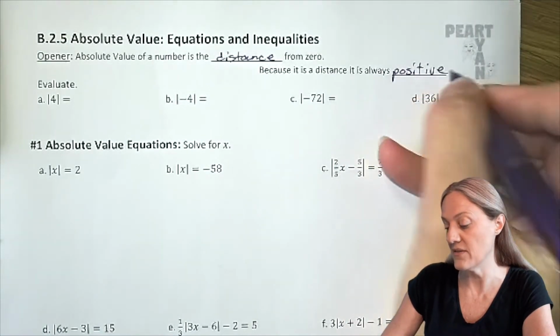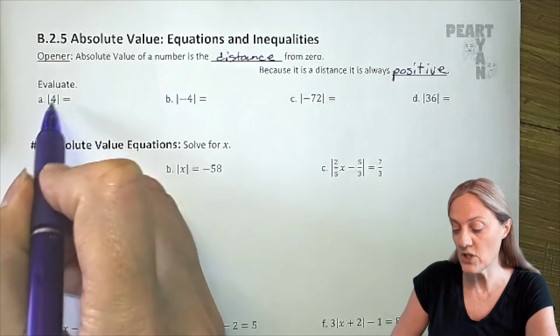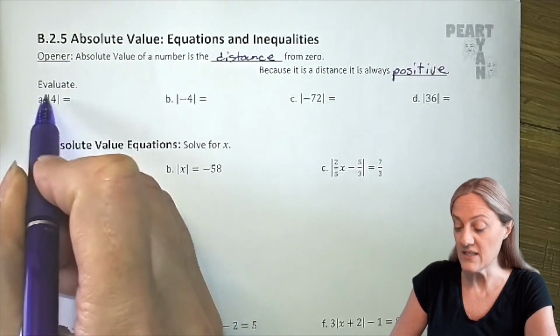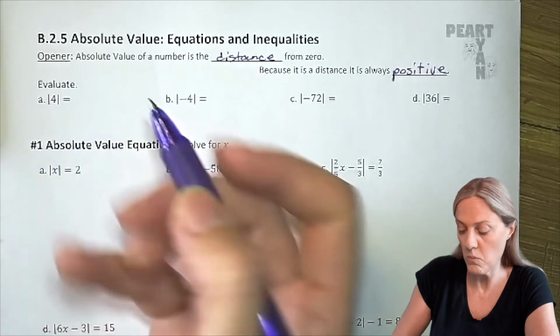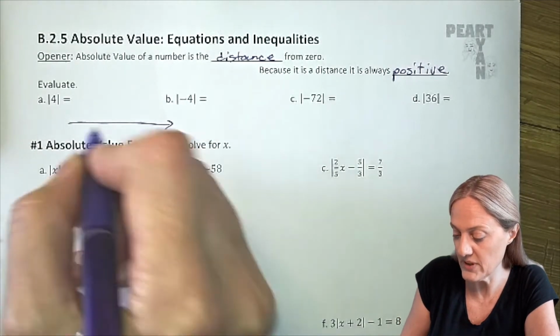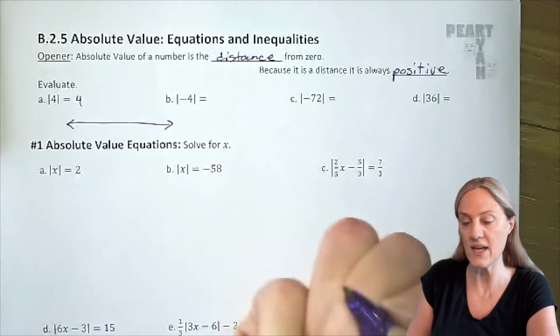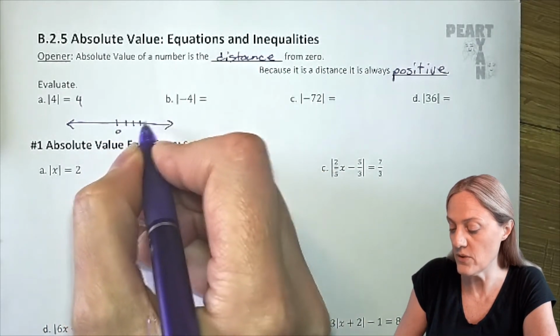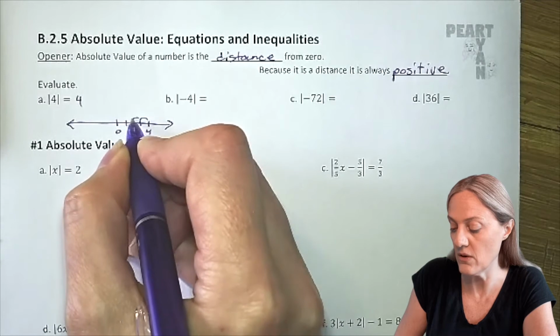So positive. So when we look at this, now the two bars on either side of 4 mean absolute value, and it says take the absolute value of 4. Well, that seems plain and simple and easy, and all of us would probably go ahead and say 4. But here we are at 0, 1, 2, 3, 4. Yep, distance from 0, 4.